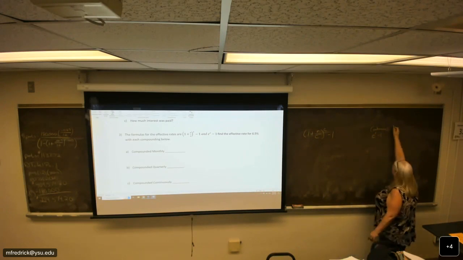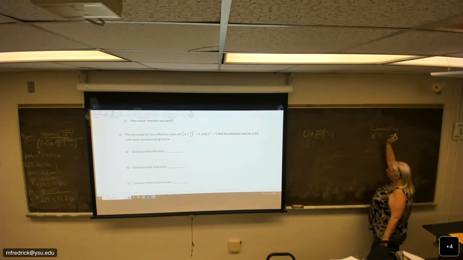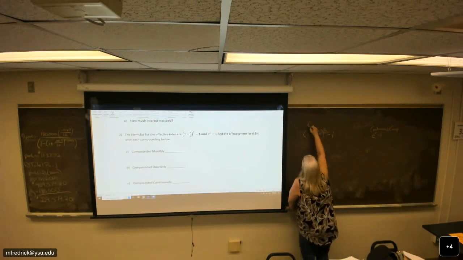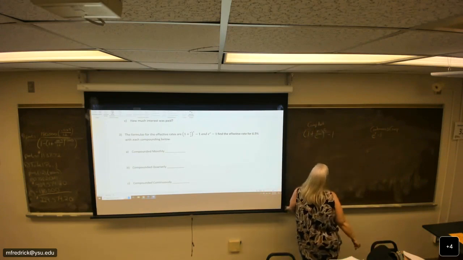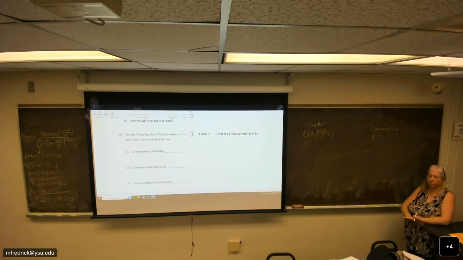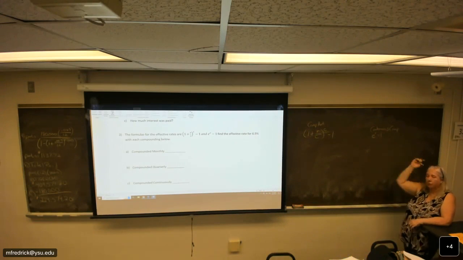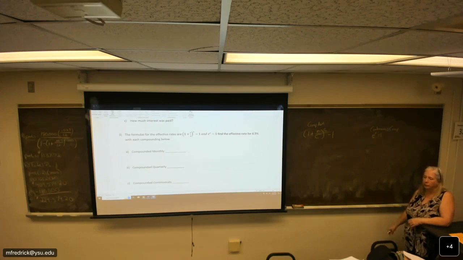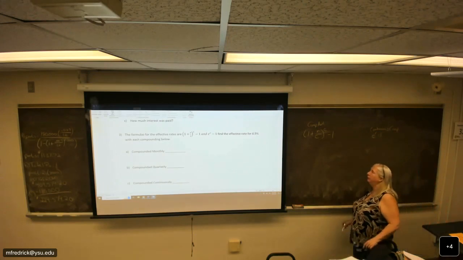I don't know that anything does continuous compounding anymore. Maybe a loan, but definitely not interest. So if it's compounded amount, daily, quarterly, monthly, yearly, that's that one. If it's compounded continuously, it's this one. R is your rate as a decimal. And C is the number of compoundings in a year.